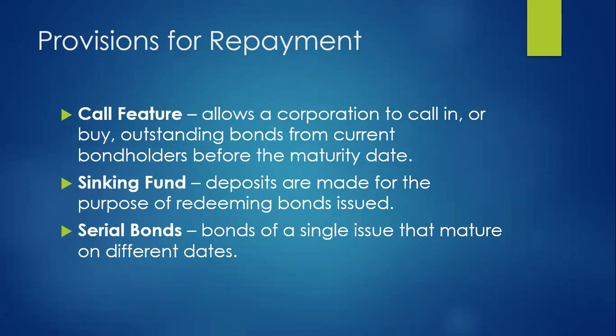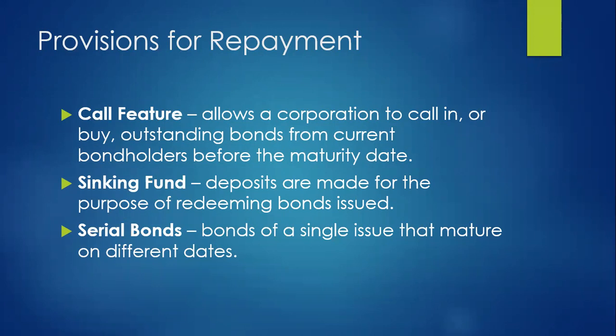All right, so a few other things about bonds here, provisions for repayment. So how do they get that repayment back? You've got the corporation that owes the investor a repayment. First of all, there's a call feature. If the bond has a call feature, that allows a corporation to call in or buy outstanding bonds from the current bondholders before the maturity date. So if the corporation decides to pay off that debt early and they have a call feature, they can go ahead and buy the bond back before the maturity date whenever they choose.